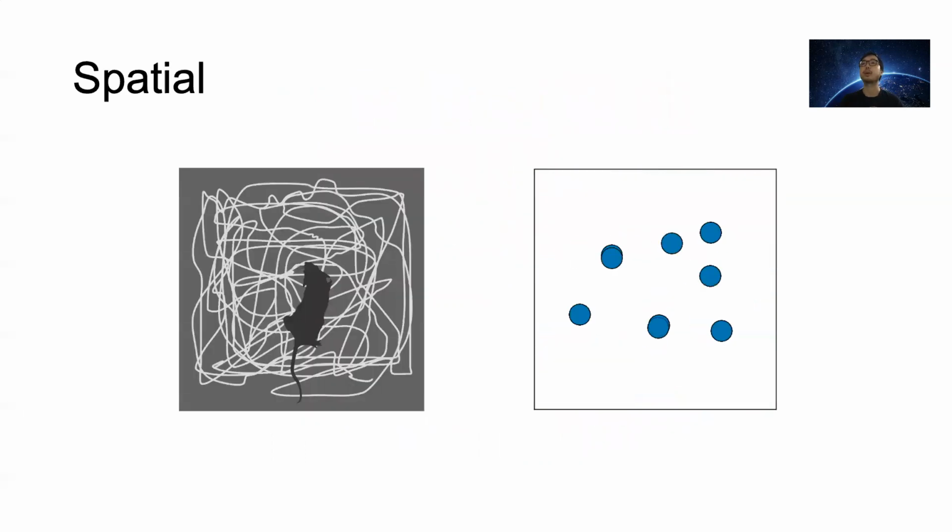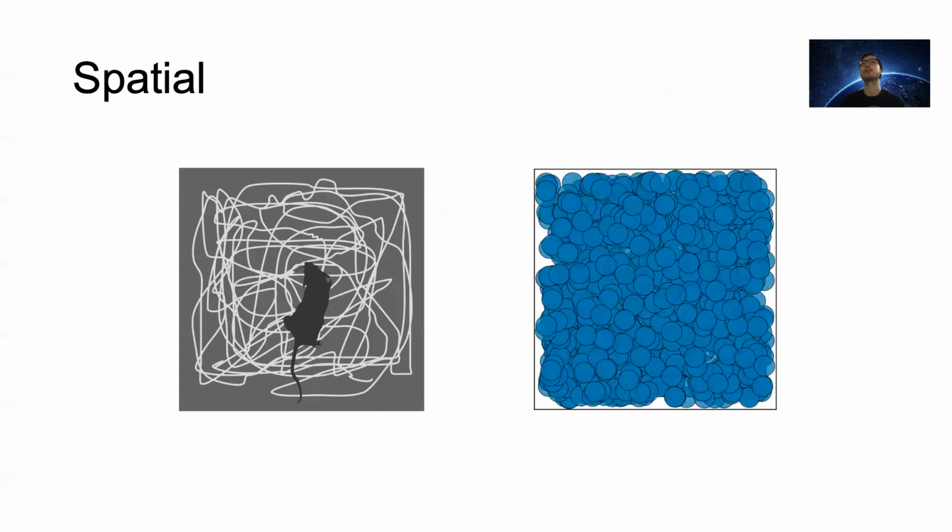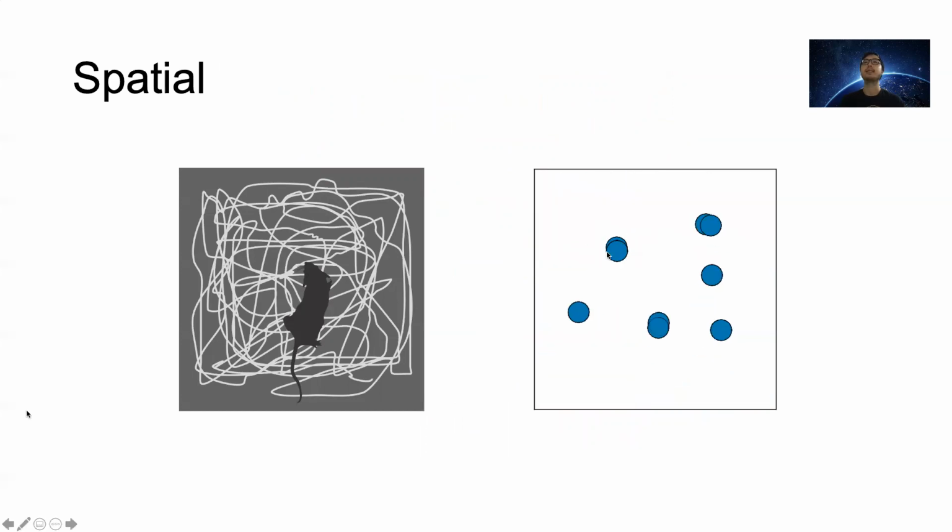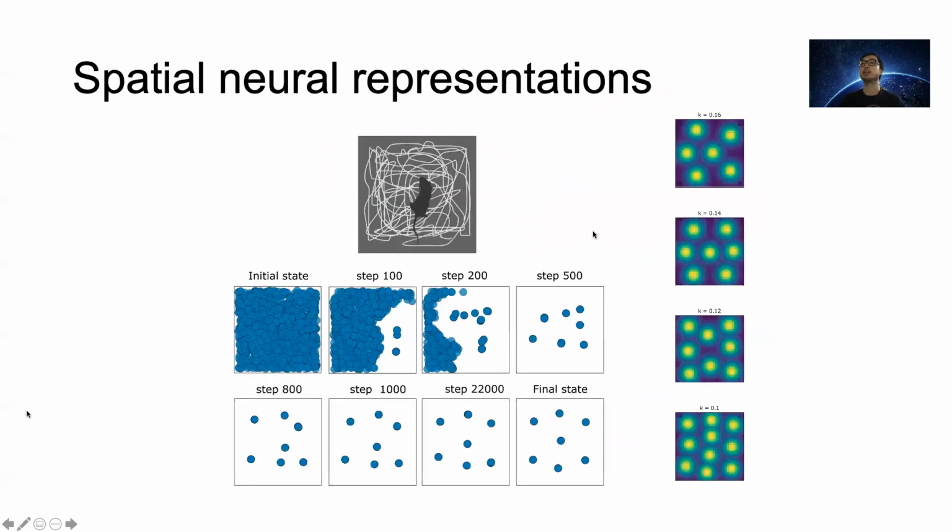In the spatial case, now we can start with thousands of neurons. And because we have this recurrent step, they can form these virtual clusters or place cell assemblies where many cells, hundreds or thousands of cells can represent a particular part of space. And we can show these spatial neural representations.